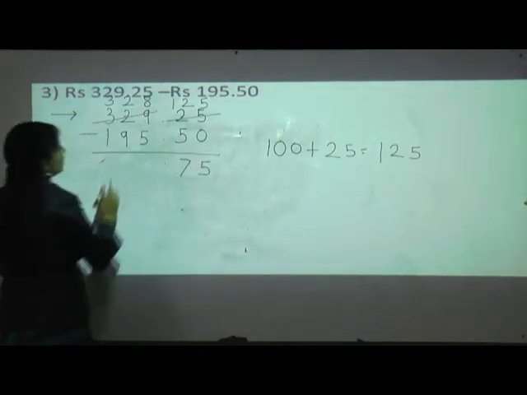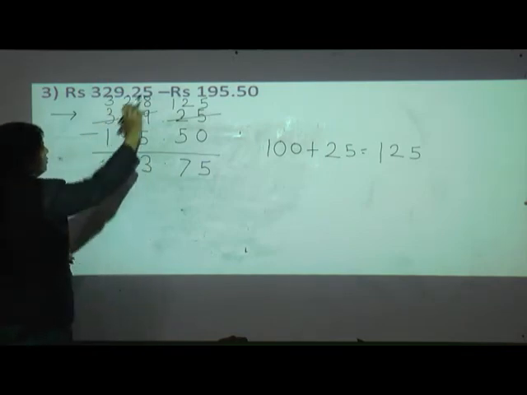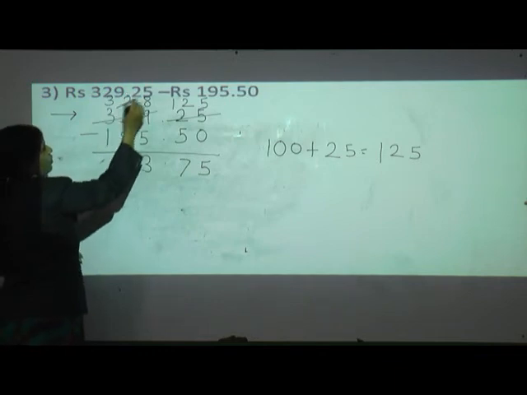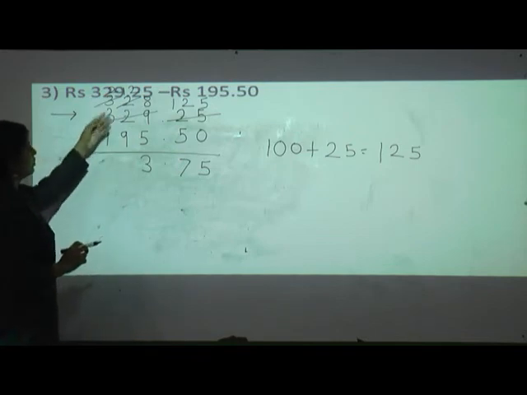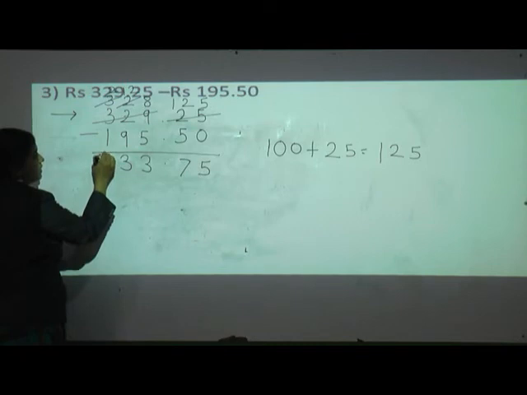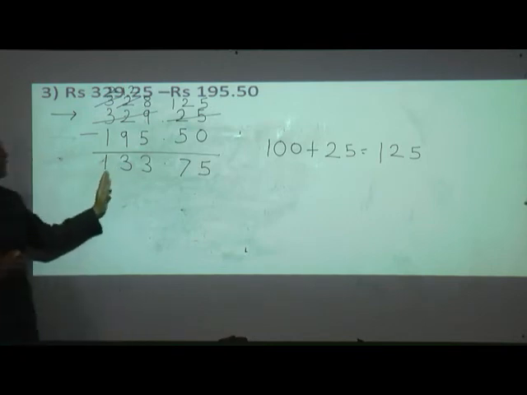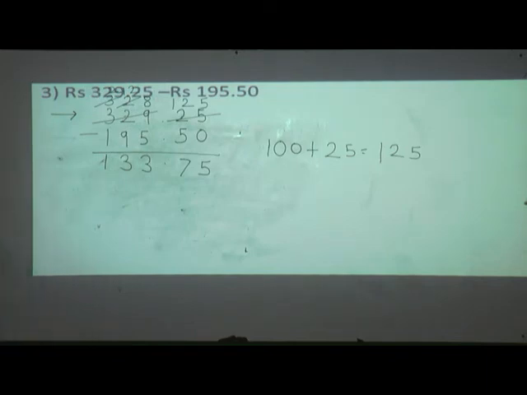75. Now 8 minus 5, 3. Again you can't subtract 9 from 2. So write here 12 and here 2. So 12 minus 9, 3 and 2 minus 1, 1. So your answer is 133 rupees 75 paise. Now students, all of you understood how to subtract money sums? Okay. Students, now we'll see question number C.